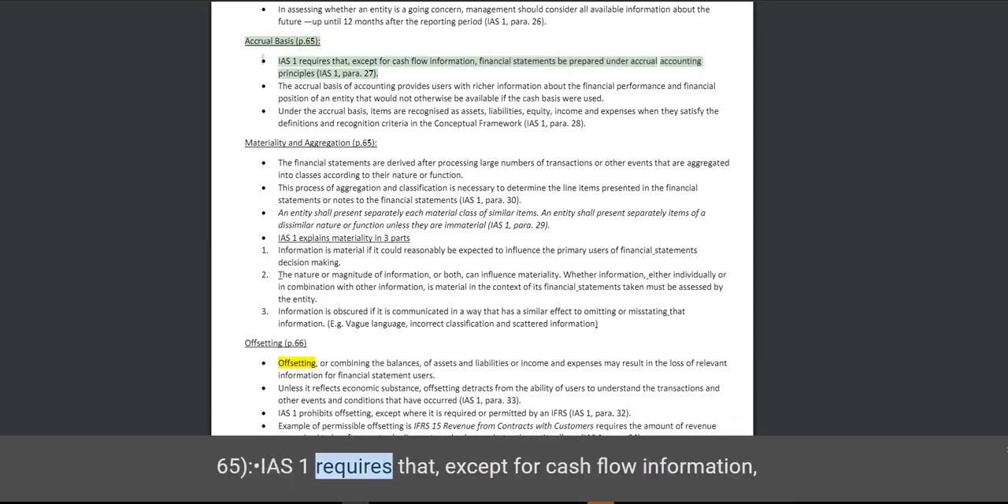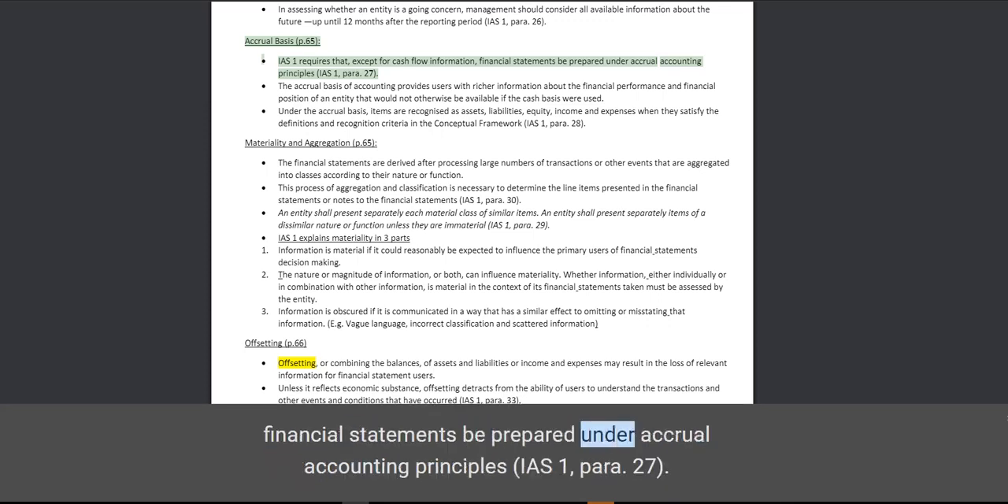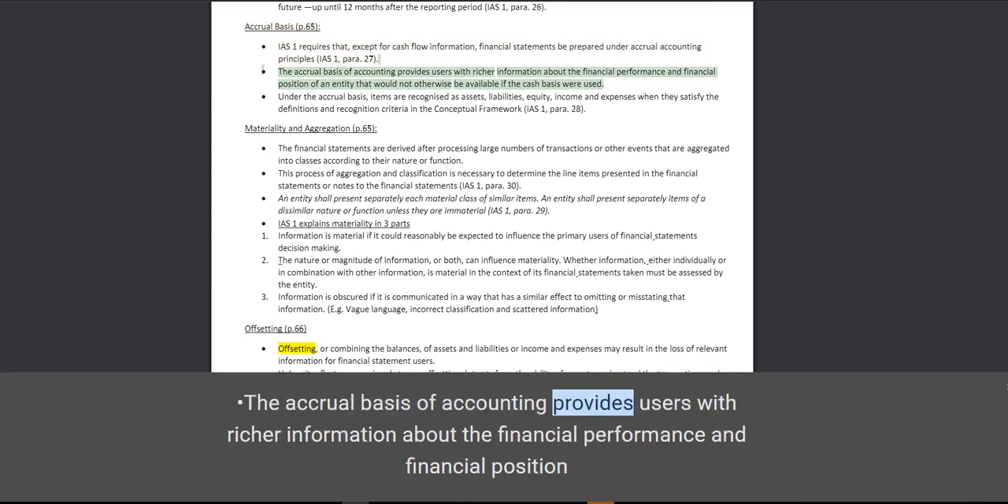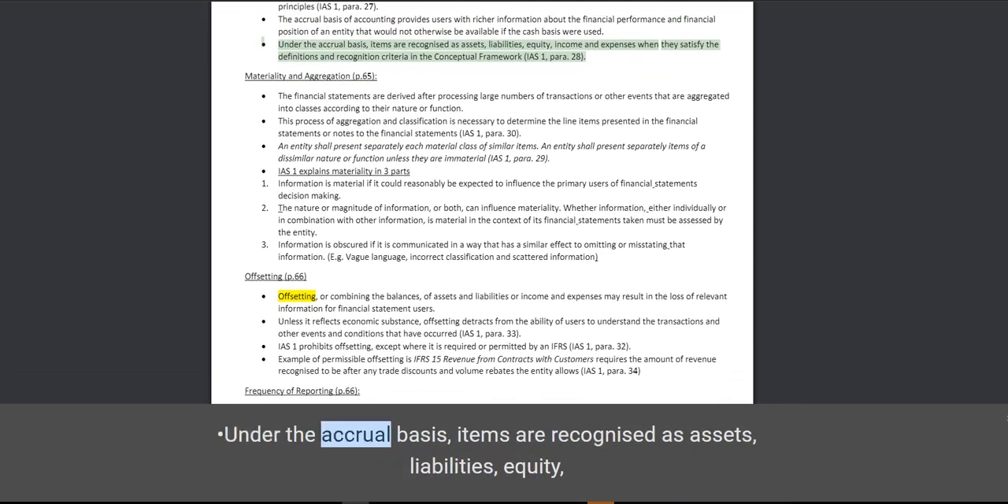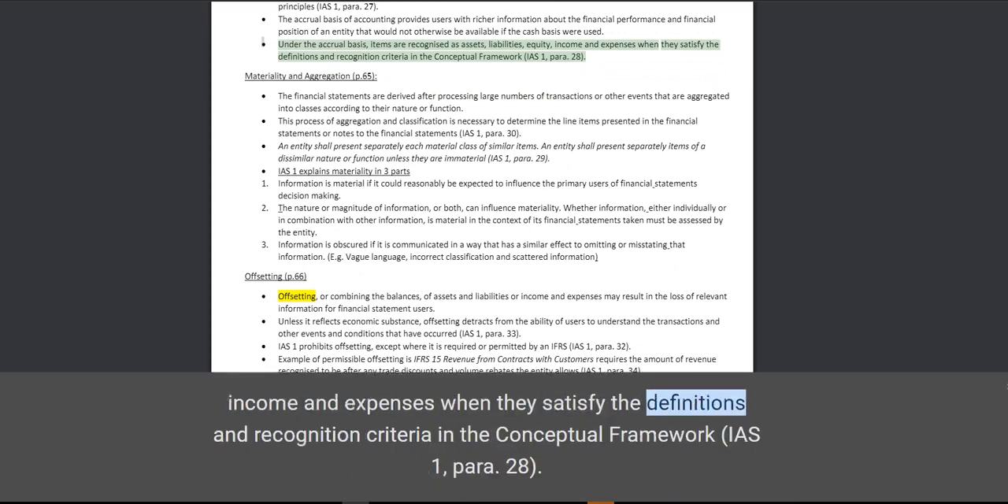Accrual basis. P.65. IAS 1 requires that, except for cash flow information, financial statements be prepared under accrual accounting principles. IAS 1, para. 27. The accrual basis of accounting provides users with richer information about the financial performance and financial position of an entity that would not otherwise be available if the cash basis were used. Under the accrual basis, items are recognized as assets, liabilities, equity, income and expenses when they satisfy the definitions and recognition criteria in the conceptual framework. IAS 1, para. 28.